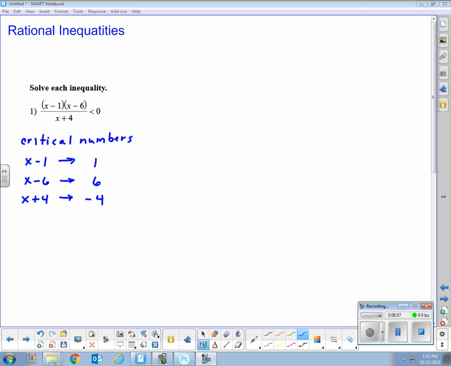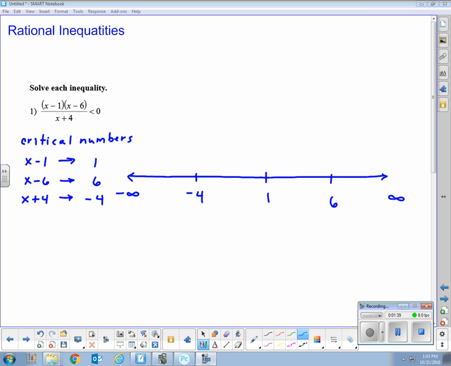Now I'm going to place those numbers on a number line. It doesn't really matter if I space them out appropriately. I just need to get them from smallest to largest so that I can mark my number line off in intervals. So the smallest of these 3 numbers is negative 4, followed by 1, followed by 6. So this number line is broken down into 4 intervals. I have the interval from negative infinity to negative 4, from negative 4 to 1, from 1 to 6, and 6 to infinity. I want to pick the intervals that actually make this fraction less than 0.